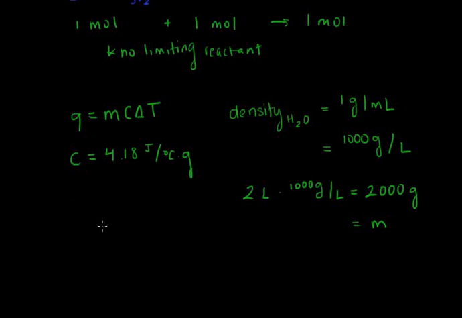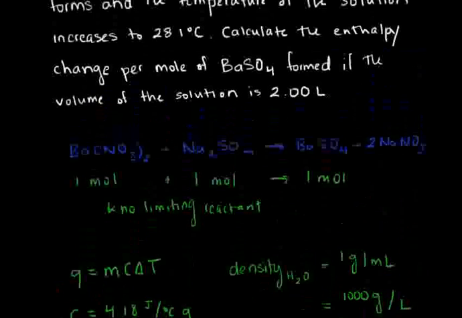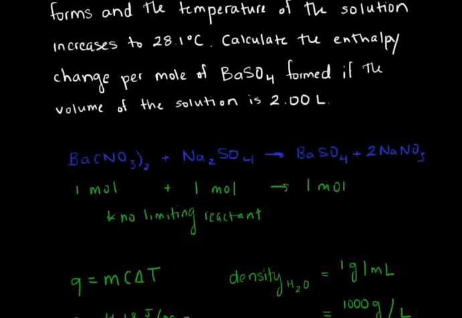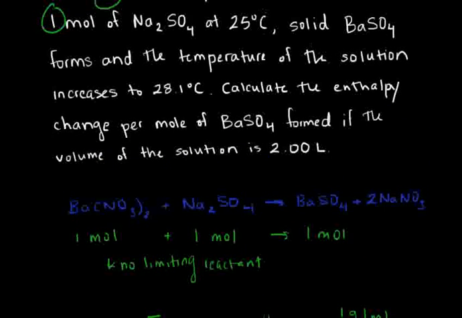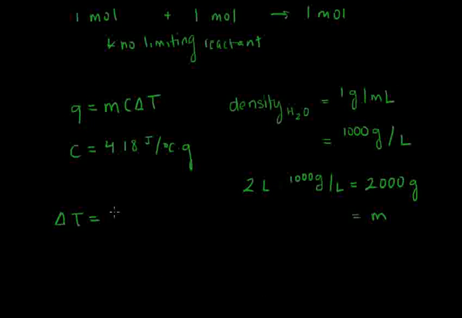Our delta T value is just equal to our final temperature minus our initial temperature. Final temperature is 28.1 degrees Celsius, initial temperature is 25 degrees Celsius, and so we can write delta T as 28.1 minus 25.0. And now we've got delta T, we've got M, and we've got C, and we can just plug these numbers into our mc delta T equation.